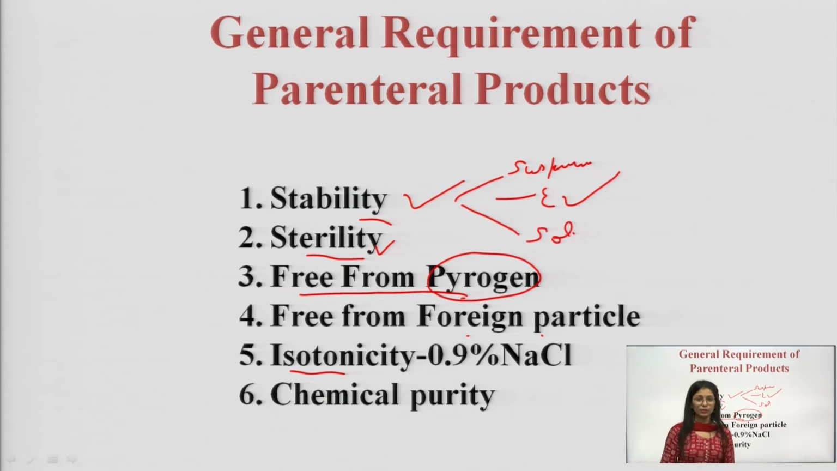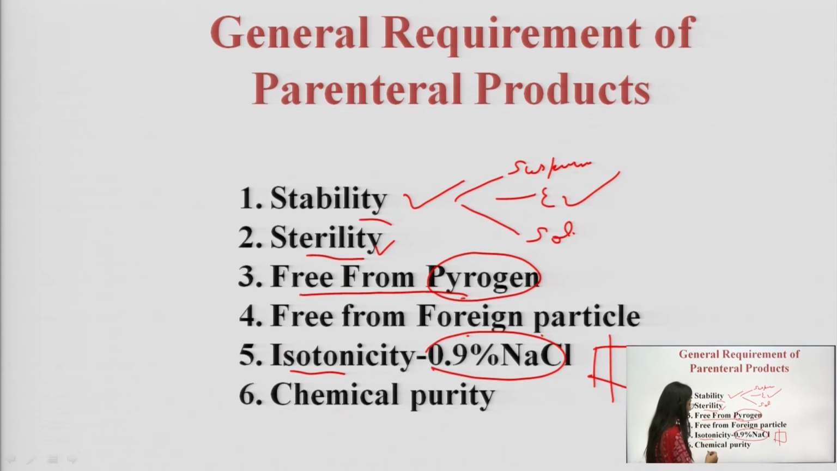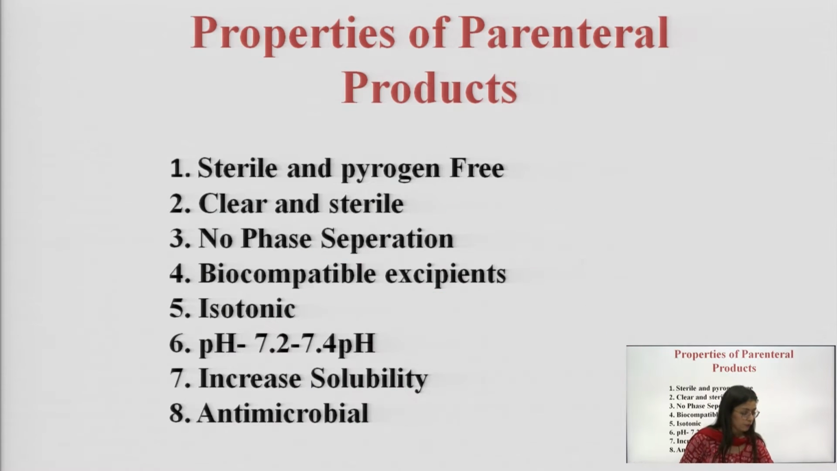Isotonicity. What is isotonicity? This is an important point. Isotonicity of the parenteral product should be the same as that of our RBCs, our bloodstream. 0.9% NaCl is considered. Why? Isotonicity means we have to maintain the particular tonicity of the particular environment. We are going to elaborate on it later on. Okay. Chemical purity. Chemical purity of the product needs to be taken care of.